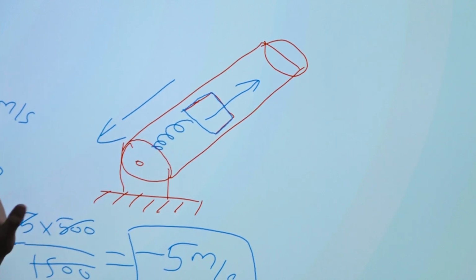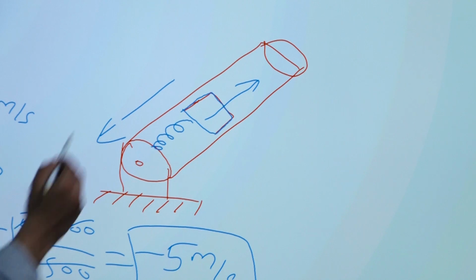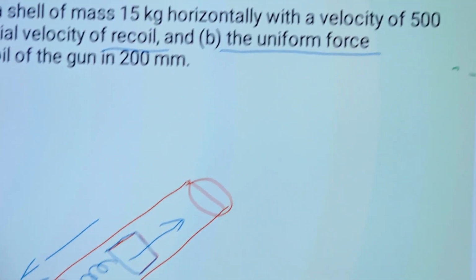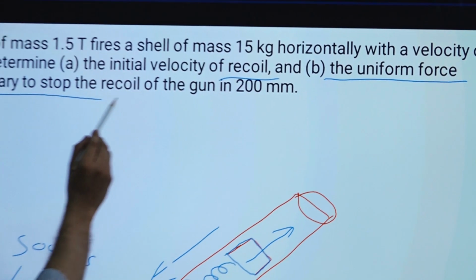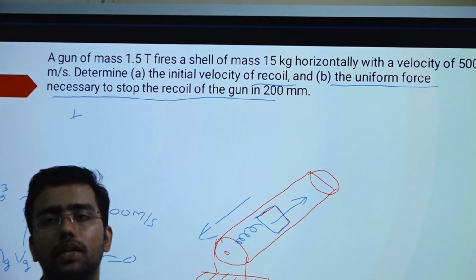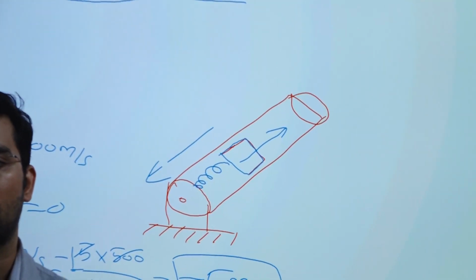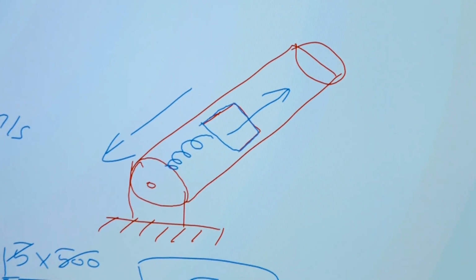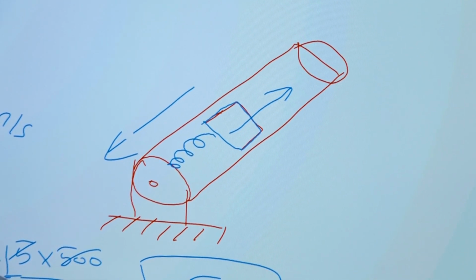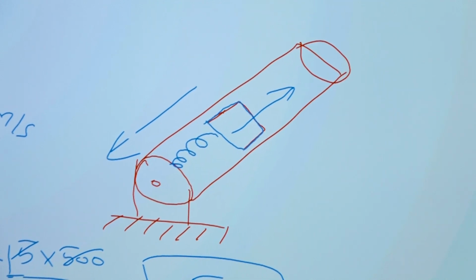So for that you are applying an external force now. That's what they are asking: the uniform force, that is the external force, necessary to stop the recoil of the gun. Suppose we know the acceleration of the gun, and we multiply it with the mass of the gun. Mass into A will be equal to the inertia of the gun. So we have to apply a reverse force equal to the inertia of the gun.